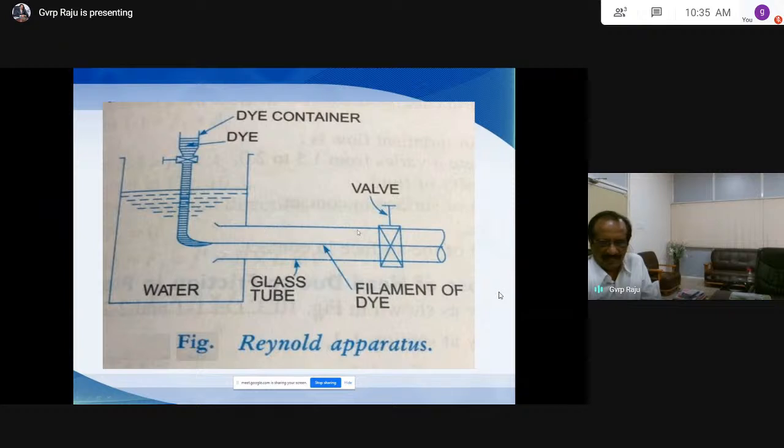And this is the horizontal glass tube. The glass tube is horizontal. This is a horizontal transparent glass tube, so that you can visualize what exactly happened in the glass tube. And this is a regulating valve. This valve can control the flow of water which is coming out from the horizontal glass tube. So Reynolds has taken up this experiment for identification of a type of flow.